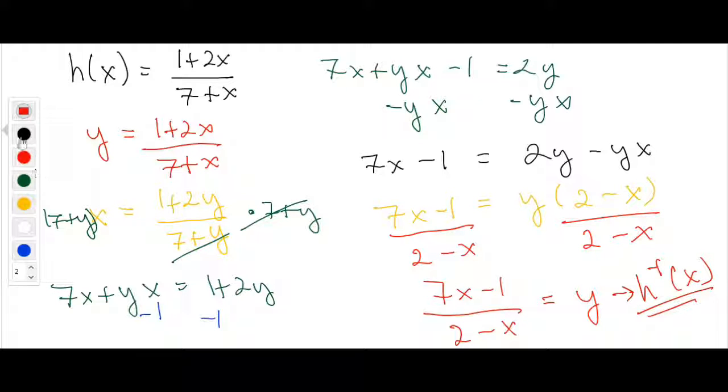It's a common mistake, actually. A lot of students will see h of x and put f inverse of x, but it's actually h inverse of x. Put the inverse of h of x right here.